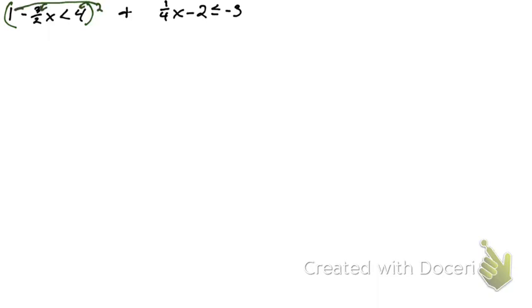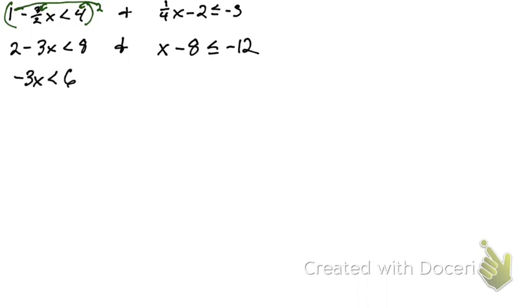which would lead us to the equation 2 minus 3x is less than 8. And I'd multiply the other one by 4 to get rid of that fraction. So we'd have x minus 4 times 2, which would be 8, is less than or equal to 4 times a negative 3, which would be a negative 12. Now let's go ahead and continue solving it. Subtract 2 from both sides from that 2 minus 3x. That will give me negative 3x is less than 6.